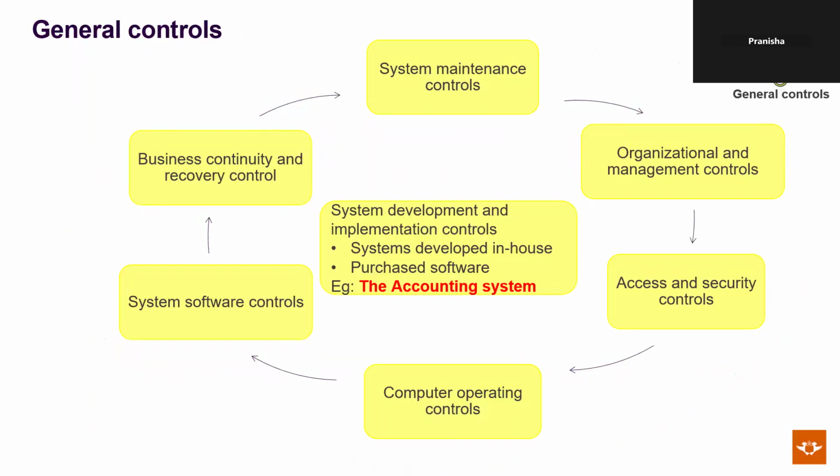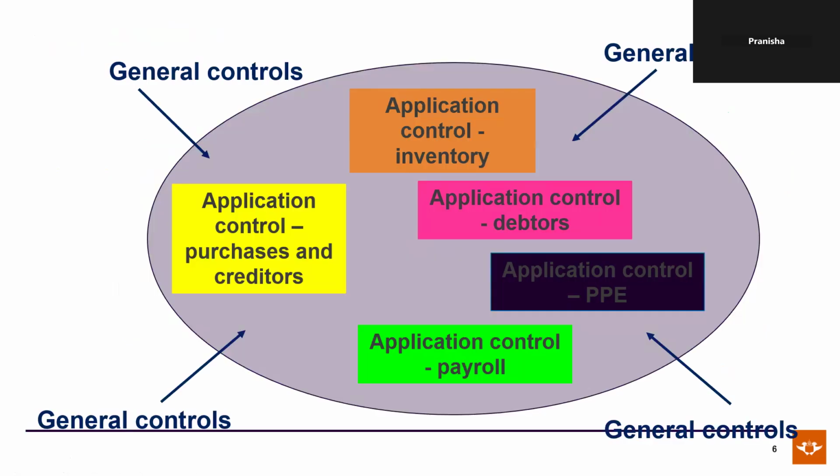So there are 7 main general controls. And how you can actually look at it is that in the middle, an example would be, let's say we have an accounting system. In order to protect this particular computer system, we have various computer general controls that need to protect this particular accounting system. So let's just say this is our accounting system. So we've got purchases, we've got debtors, we've got inventory, payroll. And in order to protect that entire accounting system, we have what we call then the general controls.